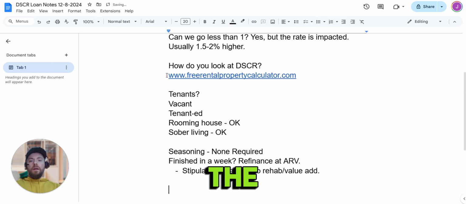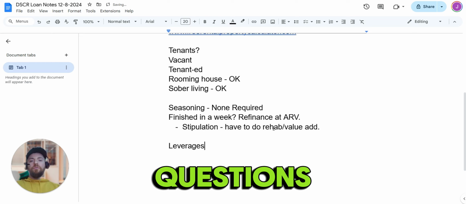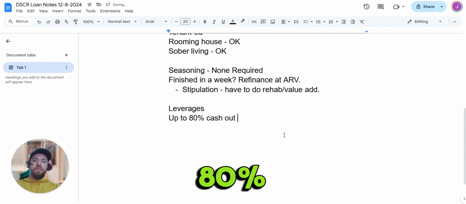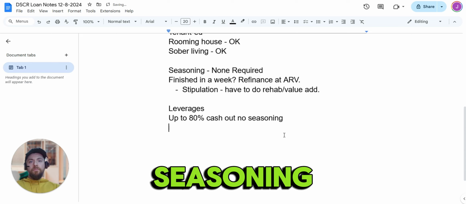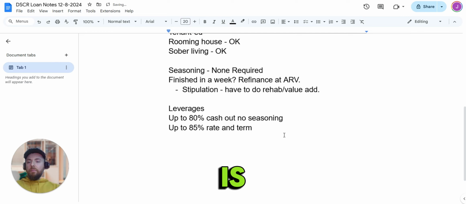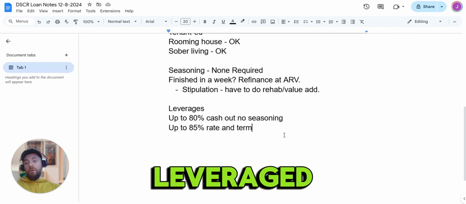Now the heavy hitter questions, leverage. Everyone wants to know this. In a lot of markets, we can go up to 80% cash out, no seasoning, and we can go up to 85% rate and term. That is probably some of the highest leverage I've seen. But if you're not going to pull cash out, let's say because your hard money loan was highly leveraged and the market dropped.